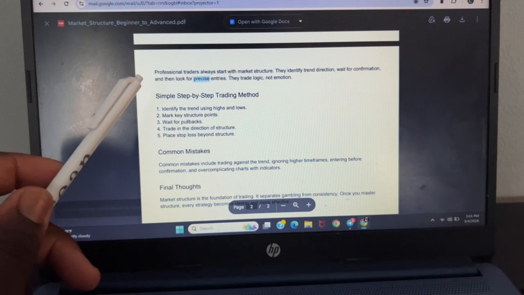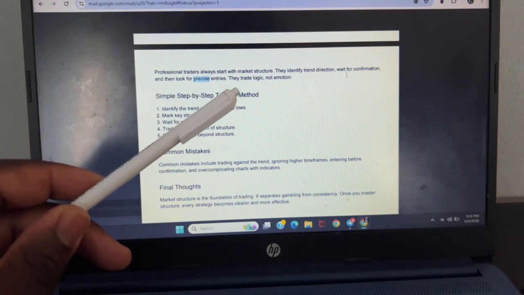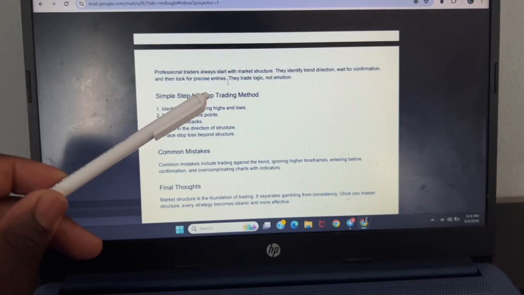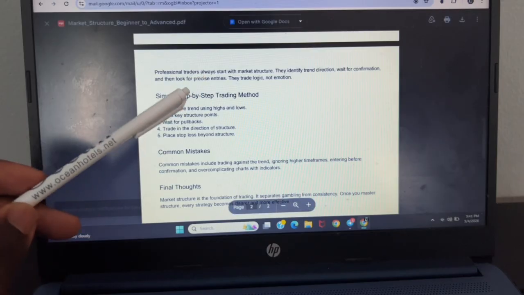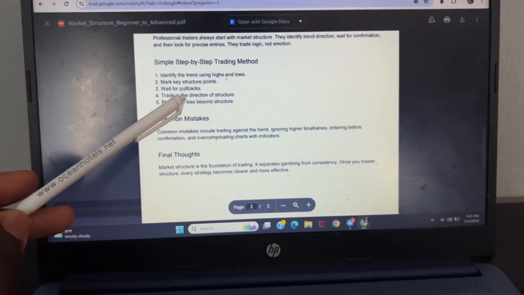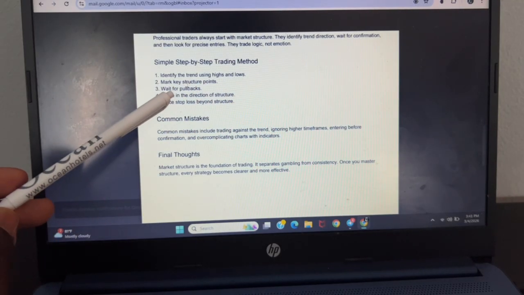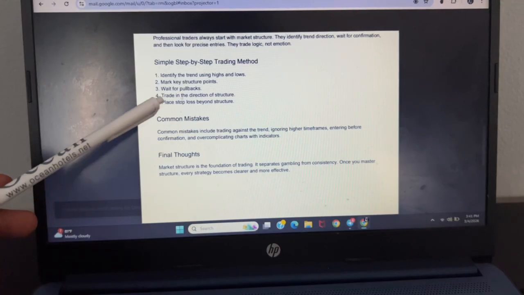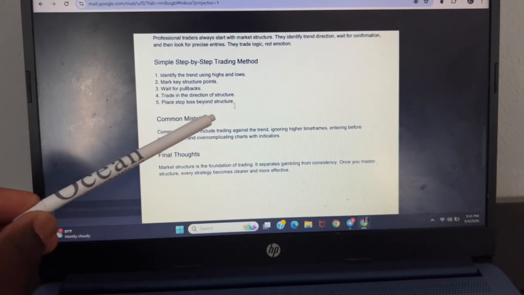Professional traders always start with market structure. They identify trend direction, wait for confirmation, and then look for precise entries, right? They trade logic, not emotion. Simple step-by-step trading method: identify the trend using highs and lows, mark the key structure points, wait for pullbacks, trade in the direction of structure, and place stop loss beyond structure.